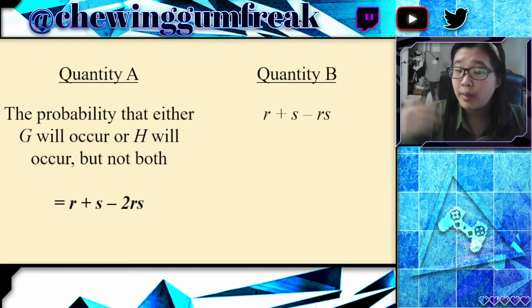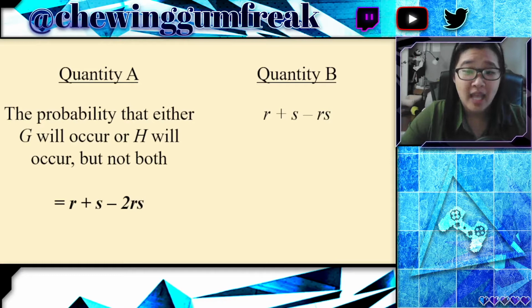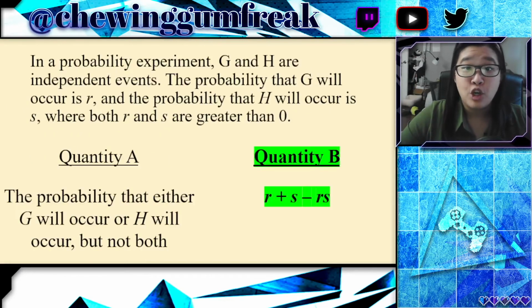Now, if you remember back from the question, or if you just think about probability in general, you know that R times S will always be positive because you're multiplying two probabilities together. So you're subtracting from that original value. What we know from all of that is that quantity B is larger. So quantity B is larger.